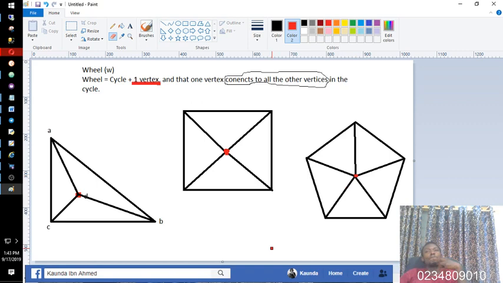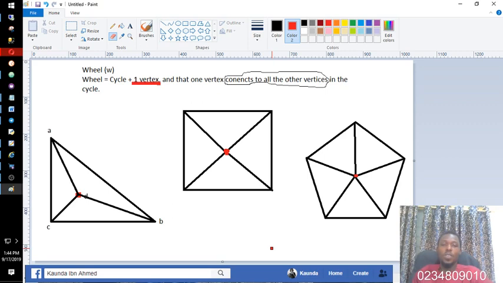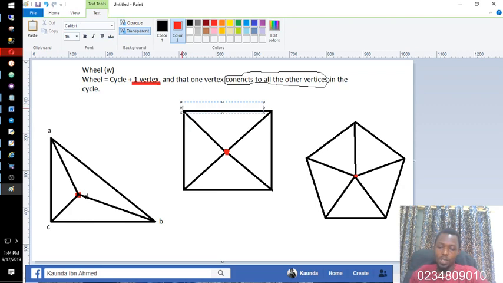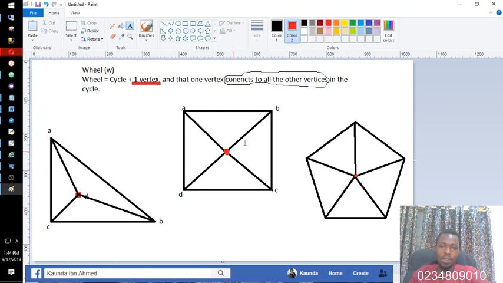A circle, and then you introduce a point in it, and that point connects to all other vertices in the graph. So that is it for a wheel. Remember what we are interested in: the number of edges, the number of vertices, and the total number of degrees. And once you get the sum of the degrees of all the vertices, you just divide it by 2, you get the number of edges. So now, for all the wheels, we're trying to derive a formula for this too.